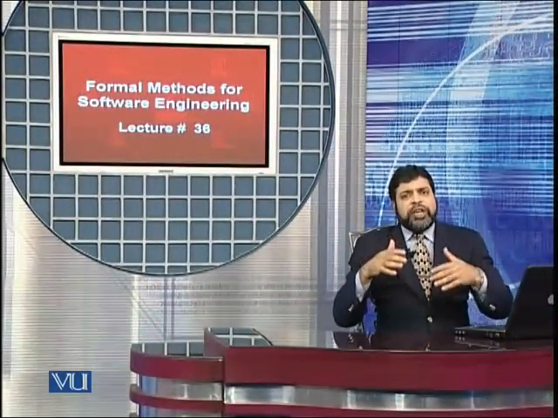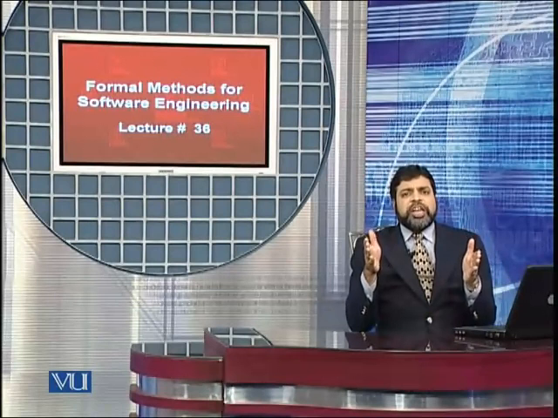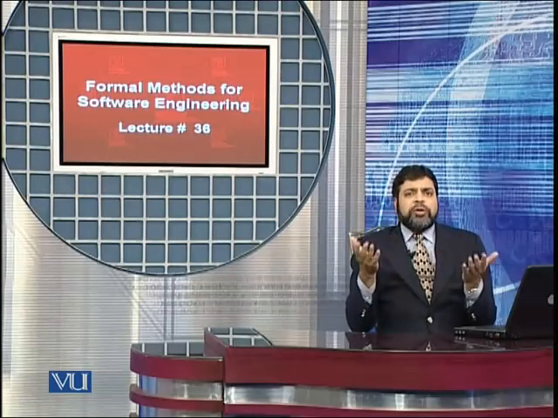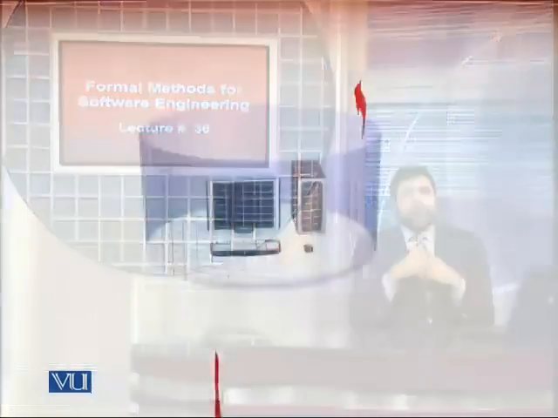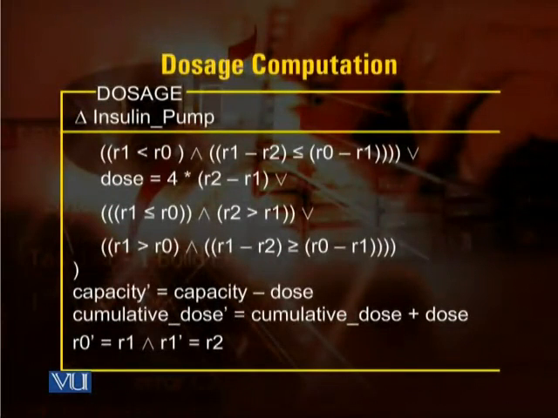That is, we are calculating the cumulative dose that has been injected, the cumulative amount of insulin that has been injected into the patient, and this new value is added to the old value, and then we get the new cumulative value. And finally, we have the new value of R0 is equal to R1, and the new value of R1 is equal to R2. Now this is where we are giving our variables new values.